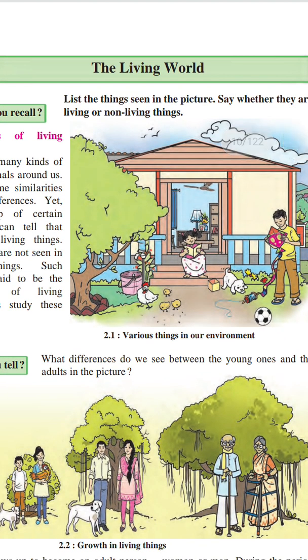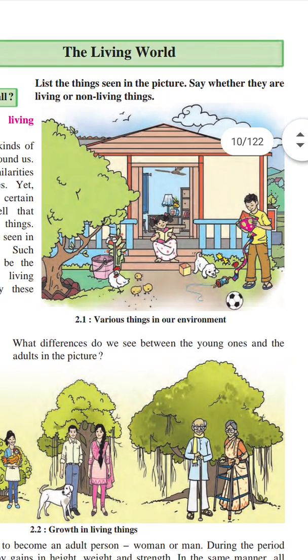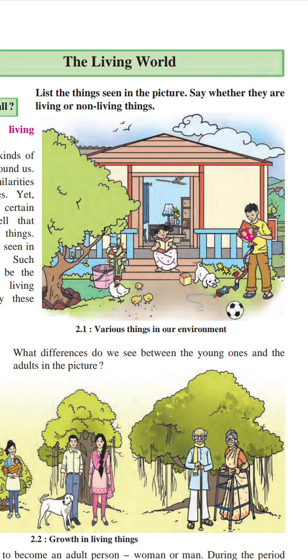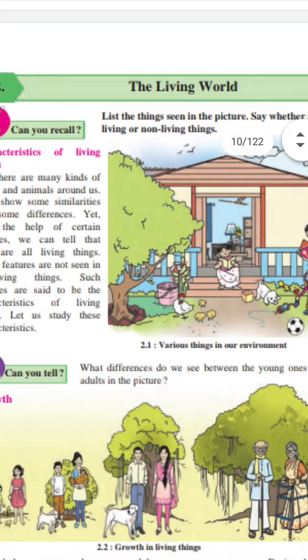As well as there are shown some birds that fly in the sky, and some plants. Okay, these are also living things. Here some non-living things are shown too. Kite is a non-living thing, ball, book, bucket, tap, fan, etc. These are the non-living things.